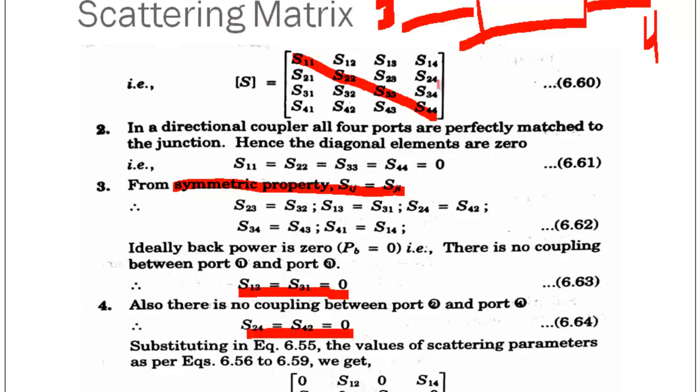Clear? Now substituting all these properties in this scattering matrix, it is written as 0, S12, 0, S14, right? That means S11 will be 0, but S13 will be 0 due to the isolation factor, and this is the received power and this is your forwarded power. In a similar manner, S12, S23, this is your received power, this is your forwarded power, and this is your back power, which are isolated, and this is due to the matched impedance, right? So this particular scattering matrix is reduced to this scattering matrix.